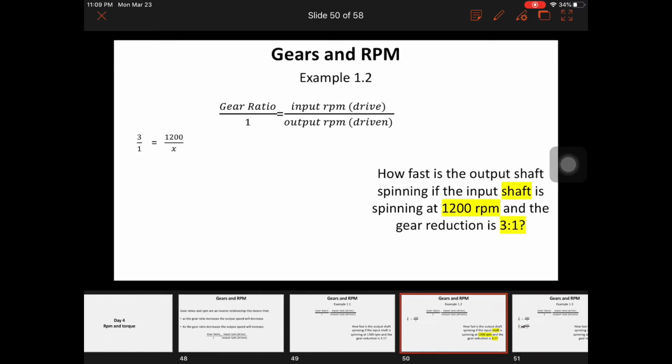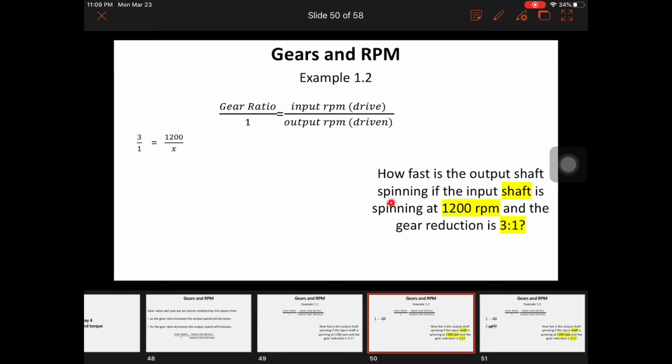So what I mean by that, let's go ahead and highlight it. So if the input shaft is 1200 RPM, we can find the input RPM right there because we know our input shaft is going to be the input into the gear set. Now, I would say that the input shaft is probably how much power the motor is actually producing, but it doesn't specifically say that. So we know it's spinning at 1200 RPM, so we can put in our input RPM 1200, and we know our gear reduction is 3 to 1. And that means that the one variable we don't know is our output RPM, our driven.